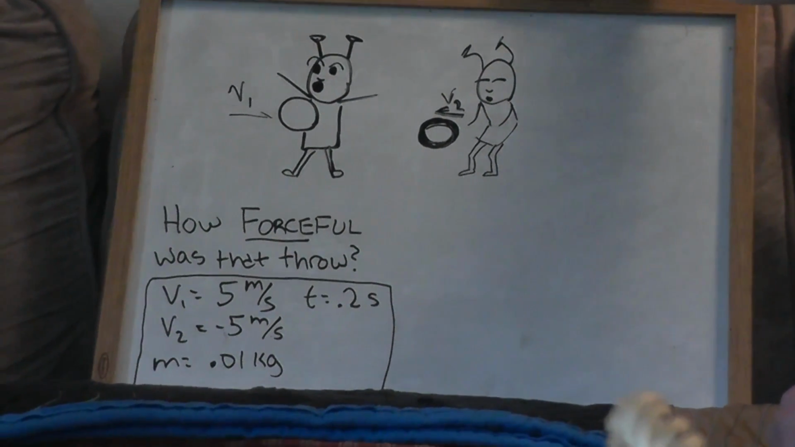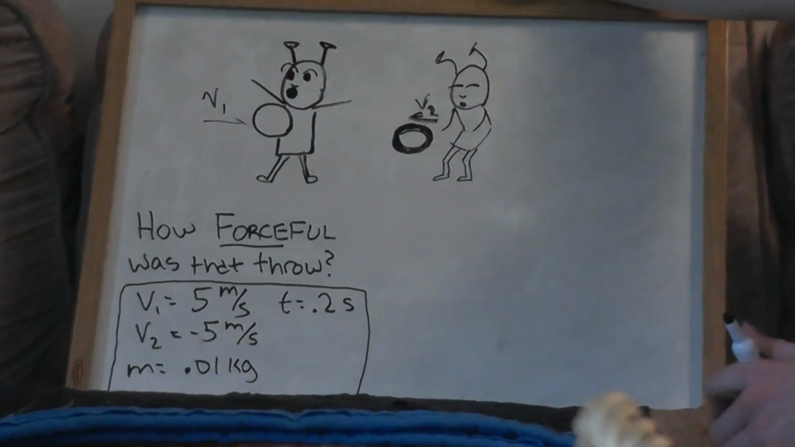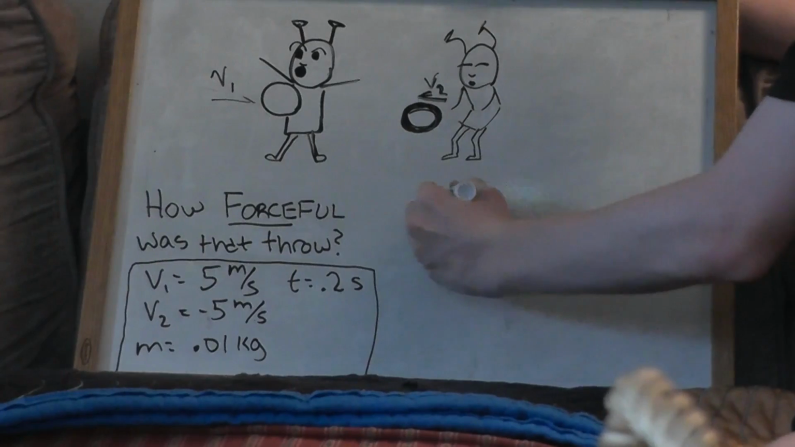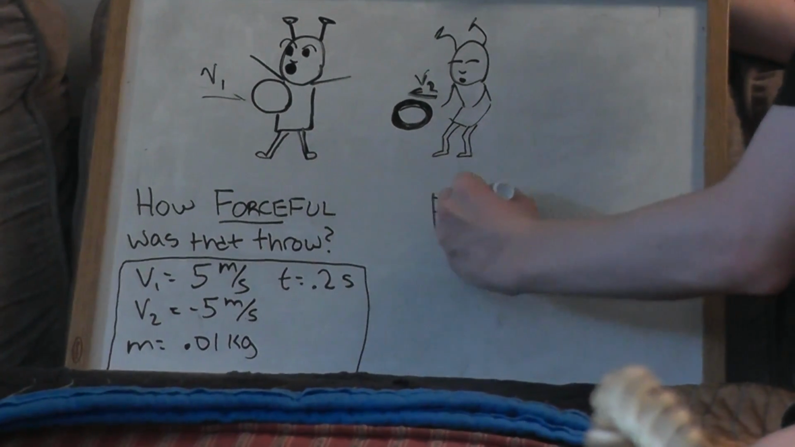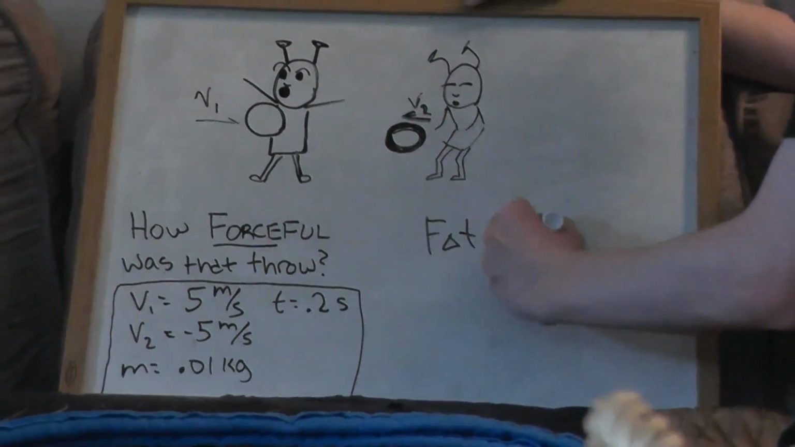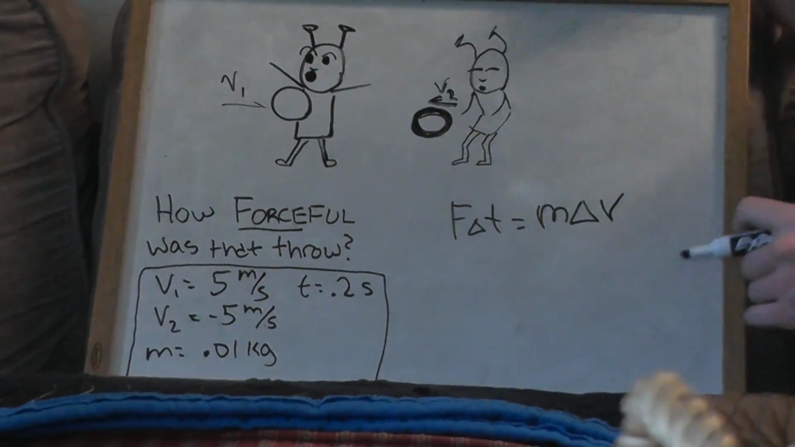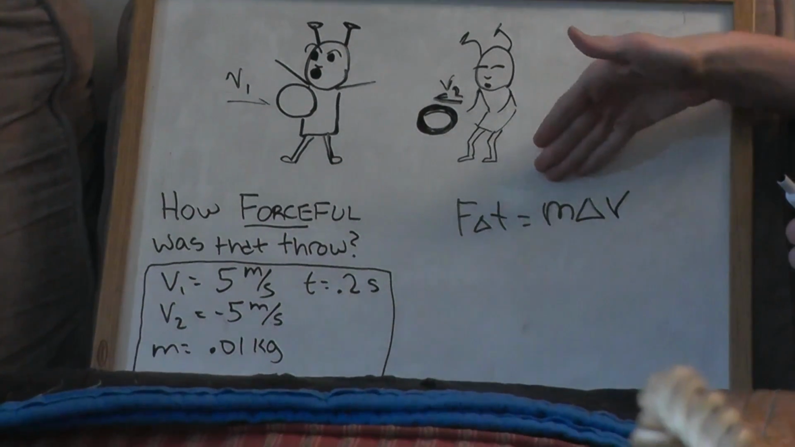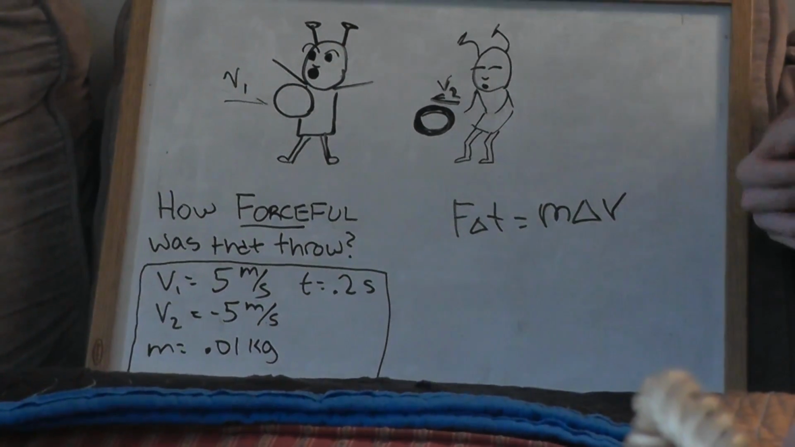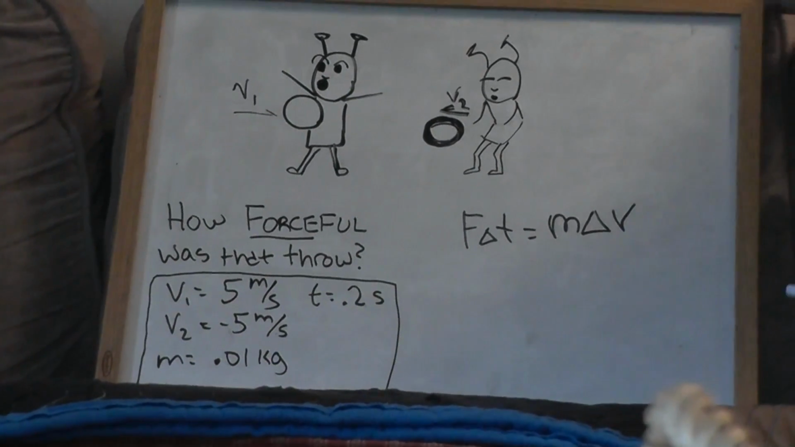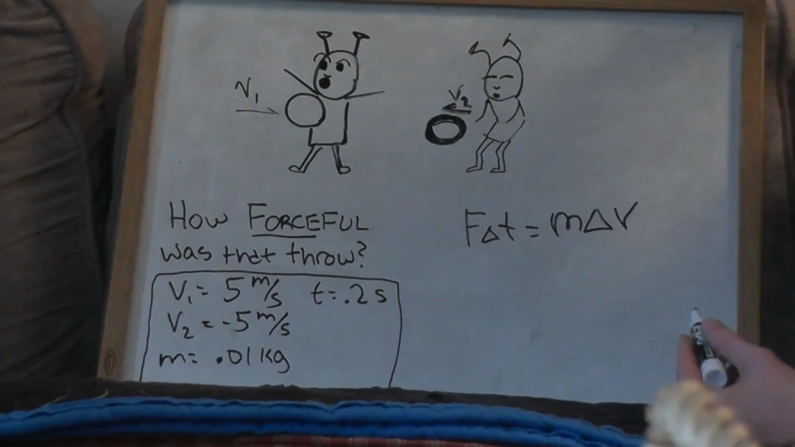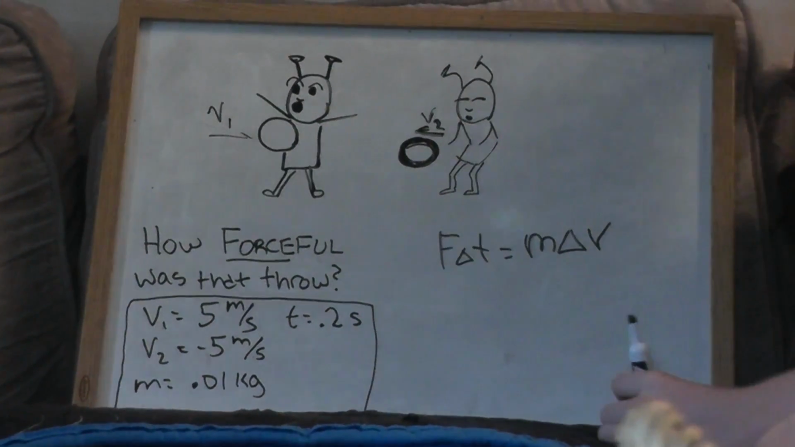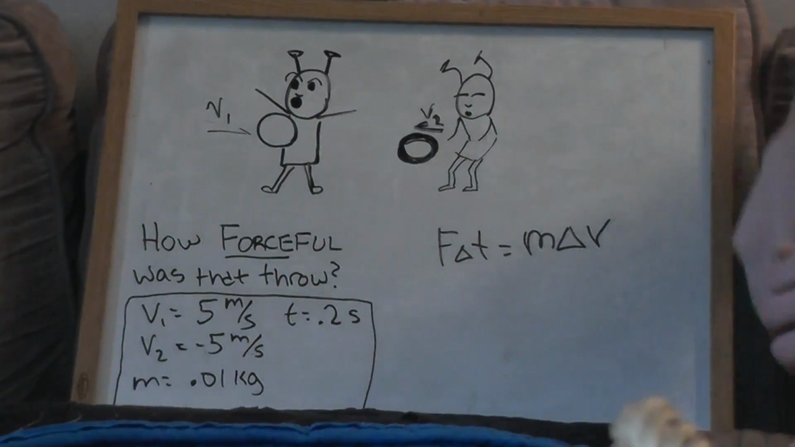Now, how do we find that force? Using a little thing known as impulse, we can find the force. All right, impulse, F delta t equals m delta v. That means the force exerted over a certain amount of time equals the ball's change in momentum. If we know the velocity of the ball before and after, the mass of the ball, and the time of the collision, we could find the force that it hit you with.